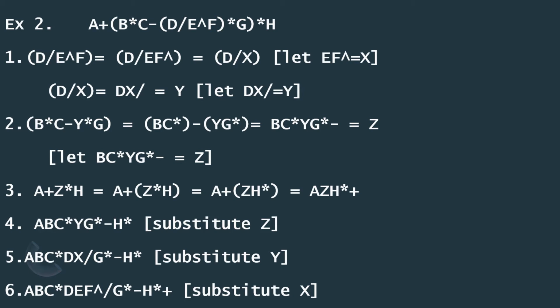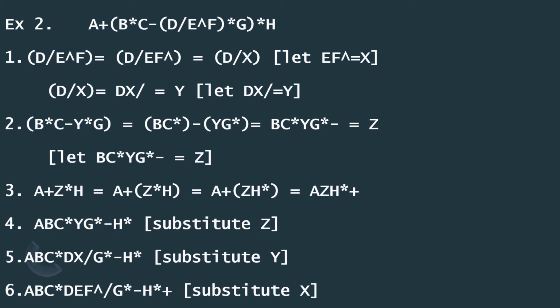So here you can see d is one operand and ef exponentiation is another operand. In between, division is there. So we can consider it as d division x. Let ef exponentiation be equal to x. D division x will become dx division in postfix. And let us name it as y. Let's say dx division is equal to y.